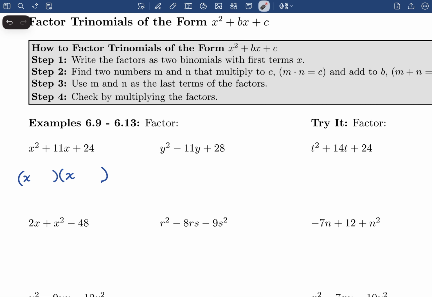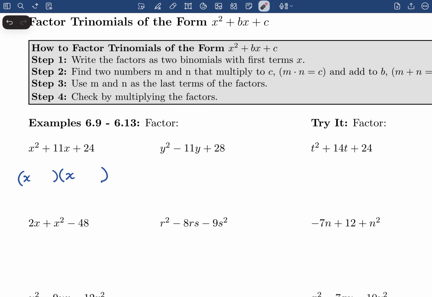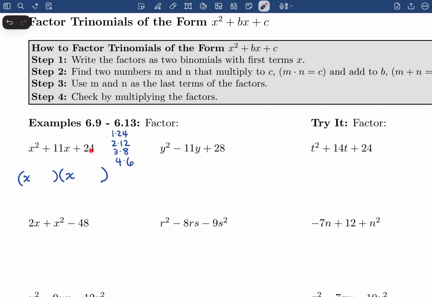Now, the next thing to do is list all of the factors of the constant. Okay, so this is the constant. It doesn't have an x with it. And we need to list all of the possible factors. Okay, so let's start. 24 is 1 times 24, and it's also 2 times 12, and it's also 3 times 8, and it's also 4 times 6. Okay, these are all of the possible factors that multiply together to make 24.